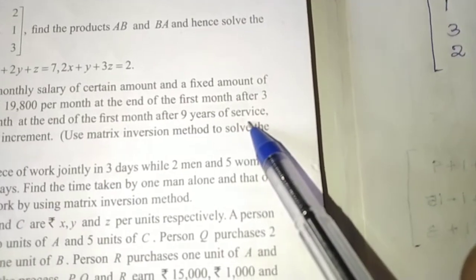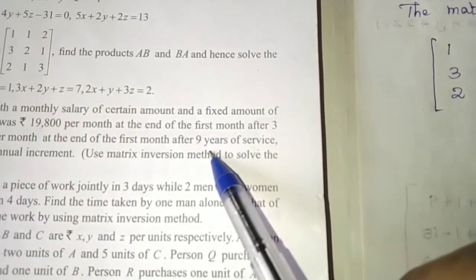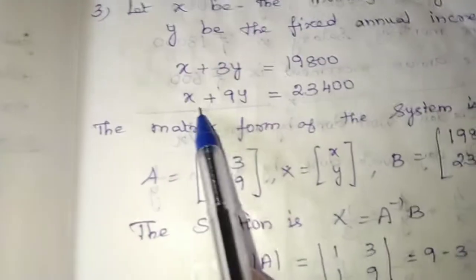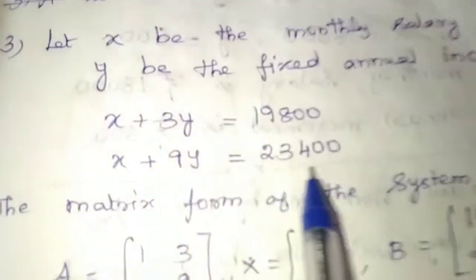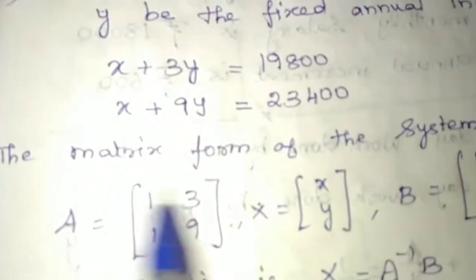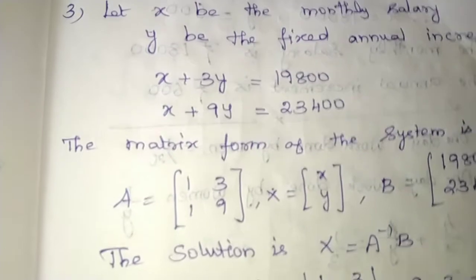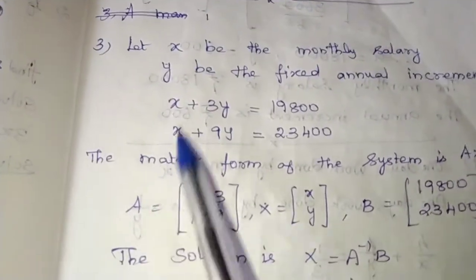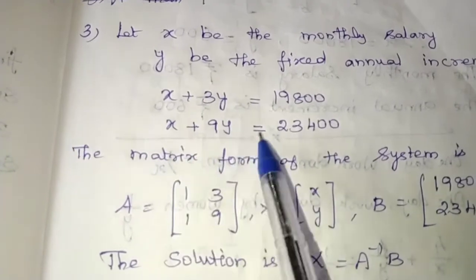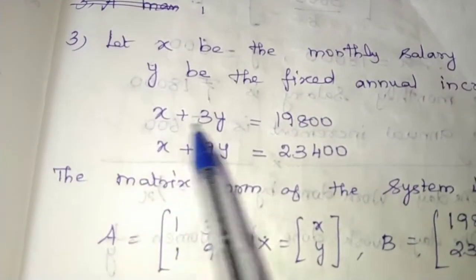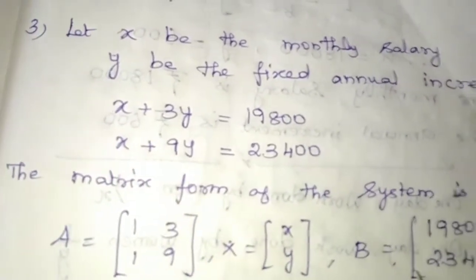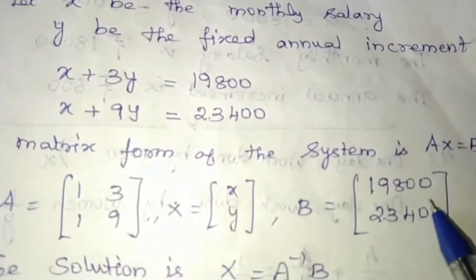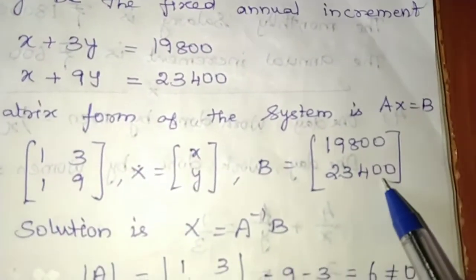After 9 years of service, that is x + 9y equal to 23,400. The matrix form of the system is AX equal to B. Now write in matrix form. A equal to [1, 3; 1, 9], X equal to the unknowns x, y, B equal to the constants 19,800, 23,400.